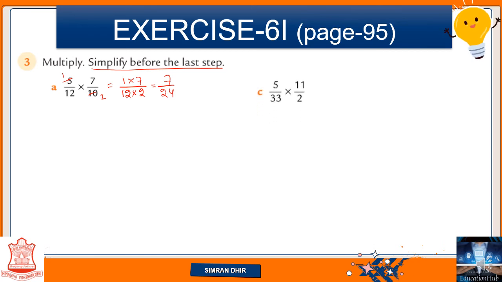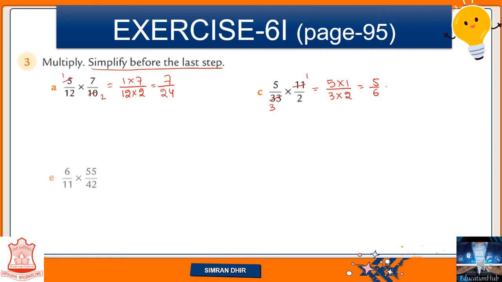Let's see one more part, that is your C part. C part is 5 by 33 into 11 by 2. Now what are our multiples? 11 and 33 are multiples. 33 is a multiple of 11. That means 11 1 times is 11 and 11 3 times is 33. So the answer will be 5 into 1 upon 3 into 2. It will be 5 by 6 is the answer.